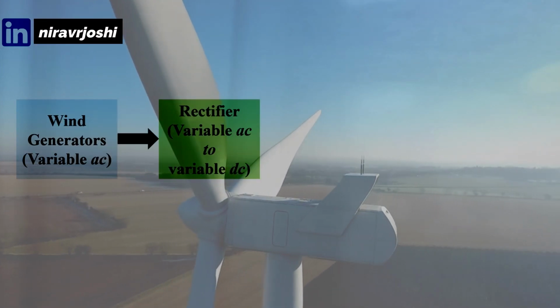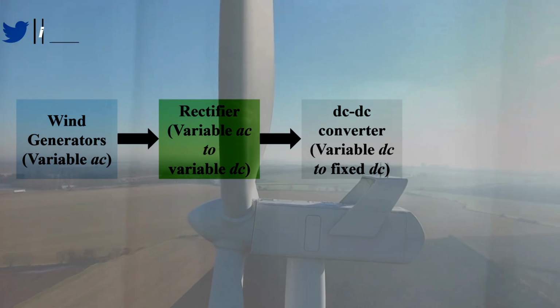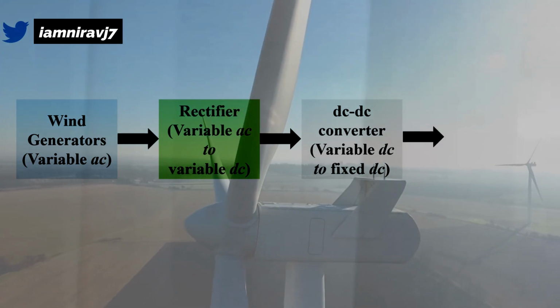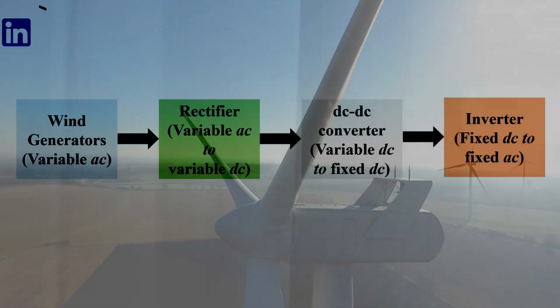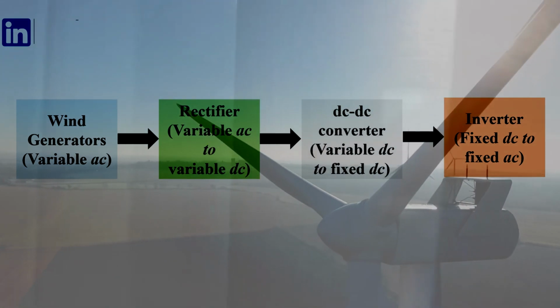Hence what we will do, we will connect a rectifier. If you have seen the video on the applications of the rectifier, you will get an idea of how this rectifier is used in the wind energy system. So the rectifier will convert the variable AC into the variable DC, and after that we will have the DC to DC converter that will convert the variable DC into the fixed DC, and afterwards we will be having an inverter that will convert the fixed DC into the variable AC, and then we will connect our load.